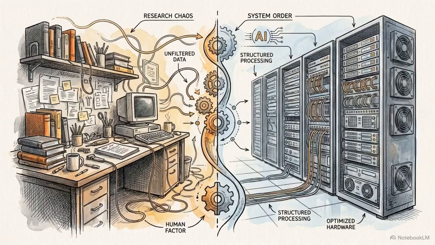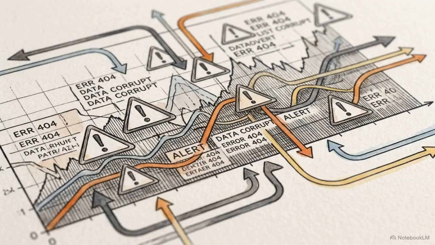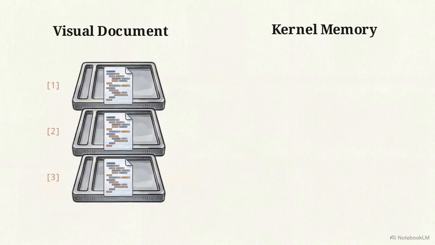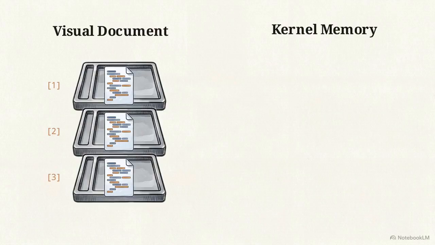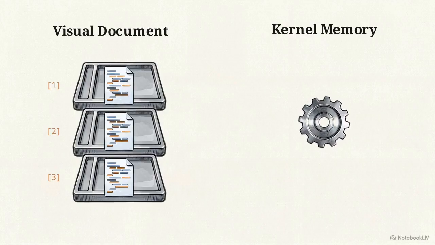For years, notebooks were primarily research tools, but as they moved into mission-critical production pipelines, their interactive design revealed significant vulnerabilities in software stability and reliability. The central issue is the hidden state. Let's look at this comparison. On the left, a notebook appears as a linear document. On the right, however, the engine's memory remains persistent and mutable.